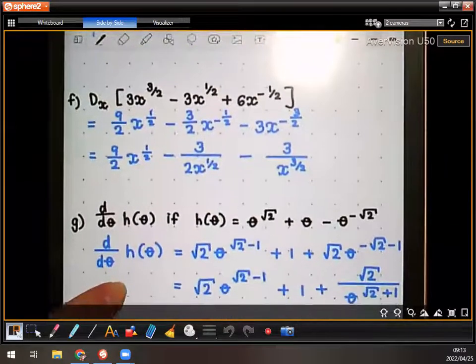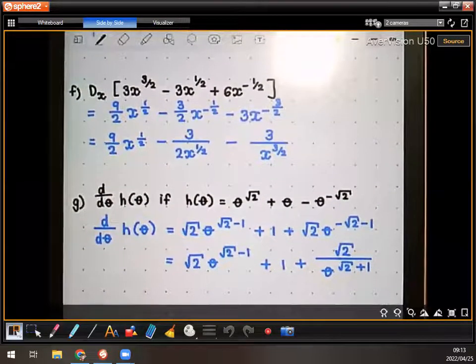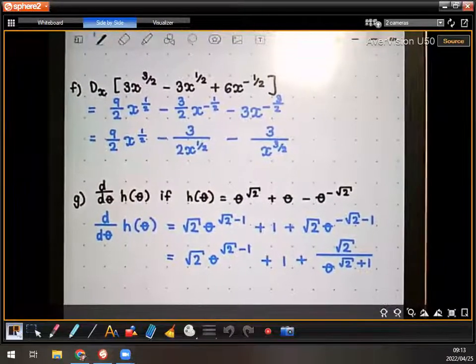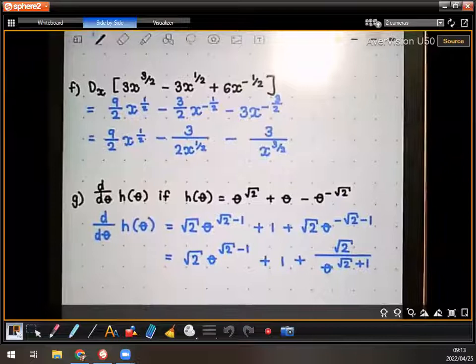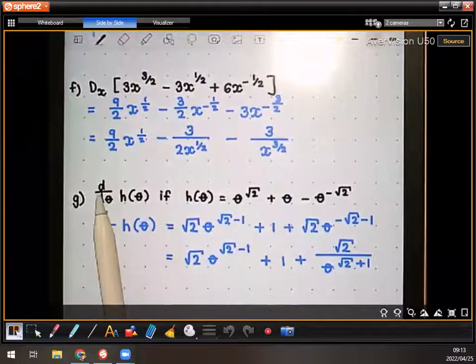Alright, G I think was a bit strange just because we were now working with thetas and square roots and stuff. So that's what I did. And guys, again, to be honest, I don't think you'll get something like this in your final exam. But I mean, it's good to be prepared either way.